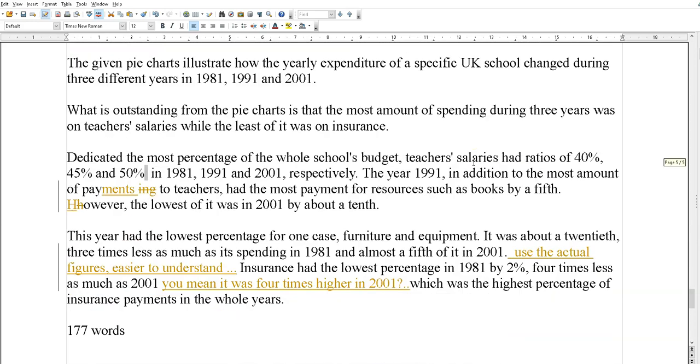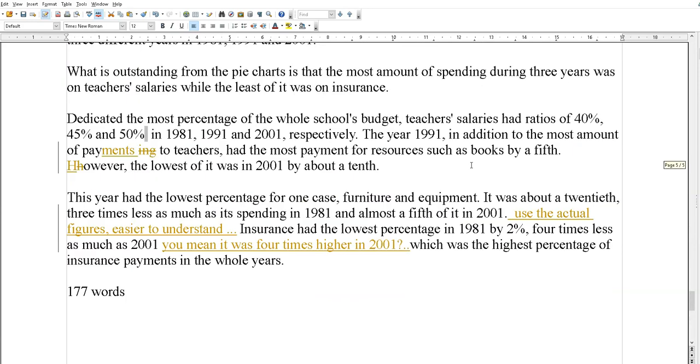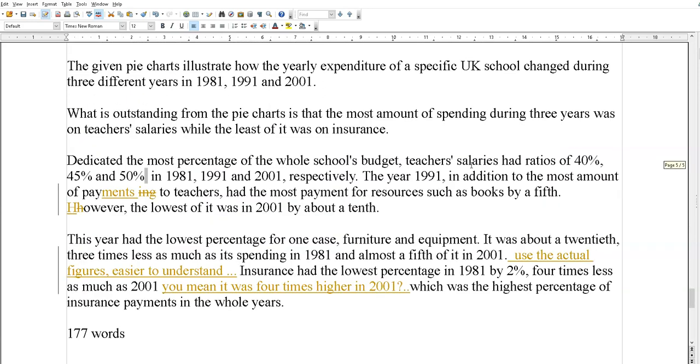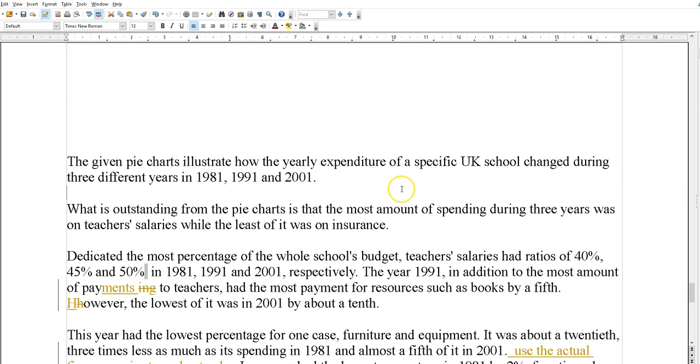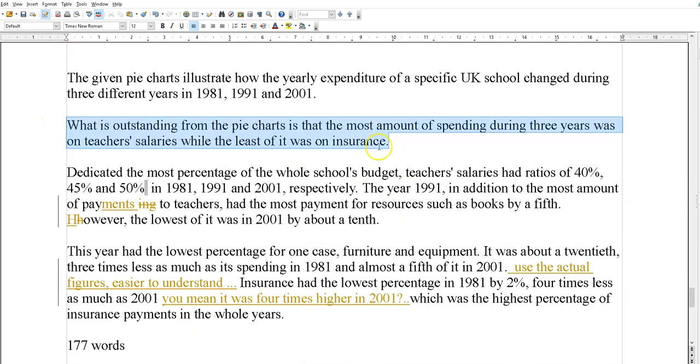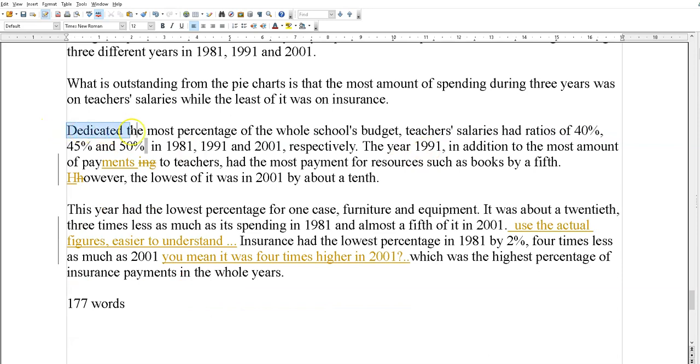What else have we got? This final one here. 177 words. Now, this is a little tricky to understand. Okay, you've got introduction. Salaries, insurance, that's good. But then, what does that mean? So who is dedicated? Dedicated to what? Who dedicated this? The most percentage? What, you mean the largest? So the largest chunk or slice or portion of the budget was for teachers.